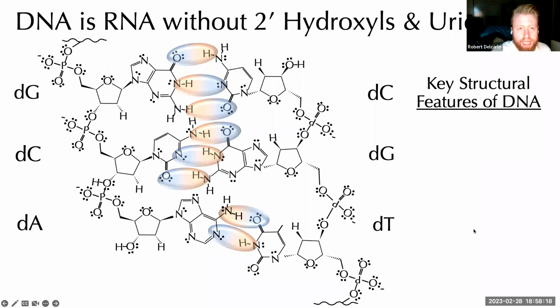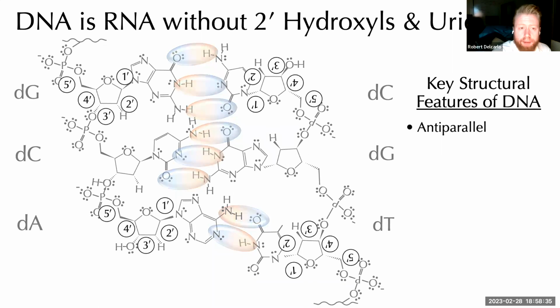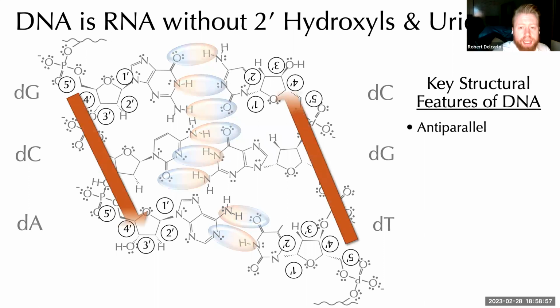So, some key features of DNA. The main differences are that there's no hydroxyl group at the 2' location, and it uses deoxythymidine instead of uridine or any form of uracil. We say that its structure is anti-parallel, and what that means is that if you align all of these sugars up like this, we see that this is the 5', the 4', the 3' carbon, 5', 4', 3'. In the other direction, we have 5', 4', 3' running anti-parallel. They run along the same line, but in opposite directions. And so we can see that visualized here.